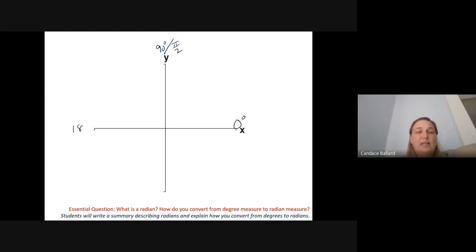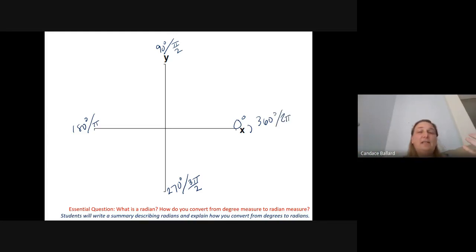Over here, we know that that's a straight angle, so it's 180 degrees or pi. And then down here on the bottom, that would be another 90 degrees, 270 degrees. And that one happens to be what we call 3 pi over 2. Don't worry about understanding that yet. We'll get there. Just write it down. And then if we finish this revolution, this angle is not only 0 degrees or 0 radians, it's also 360 degrees or 2 pi.